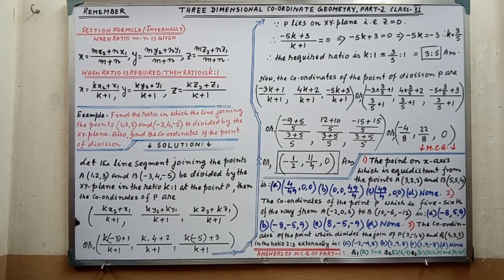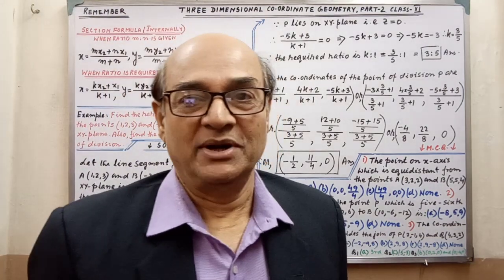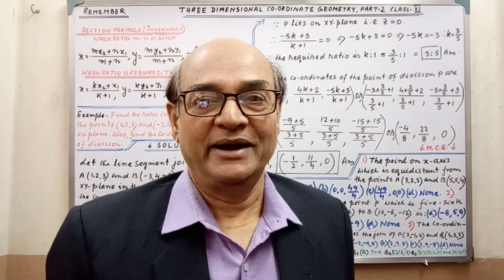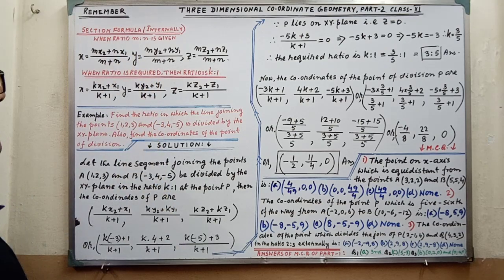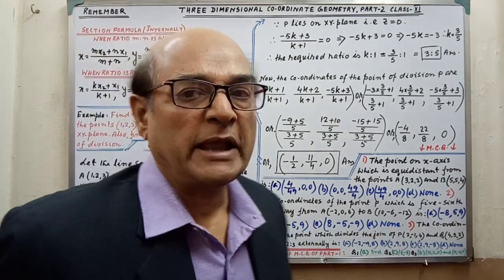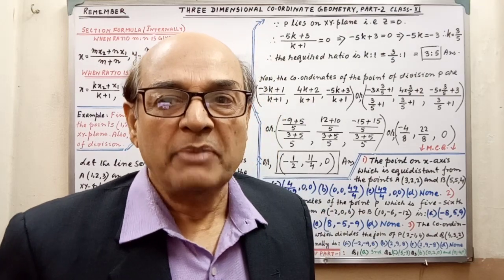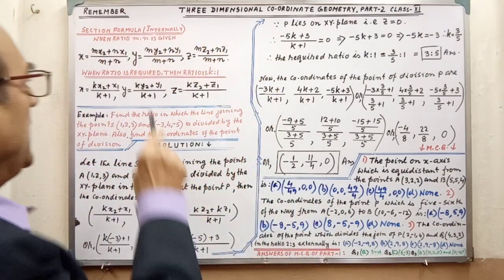Today for class 11, three-dimensional coordinate geometry part 2. That means you have already got part 1. This is the second. Please pay your attention on the board. Today on section formula, that is internally divide. Section formula means a segment of a straight line is divided internally in a given ratio, that is m:n.